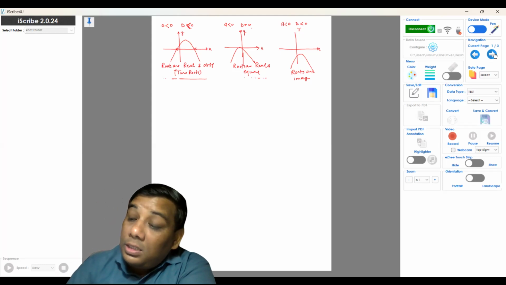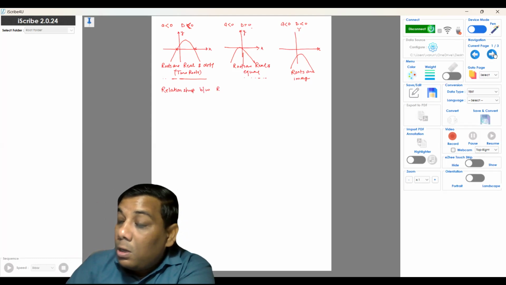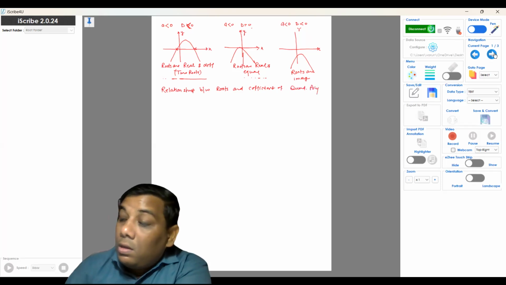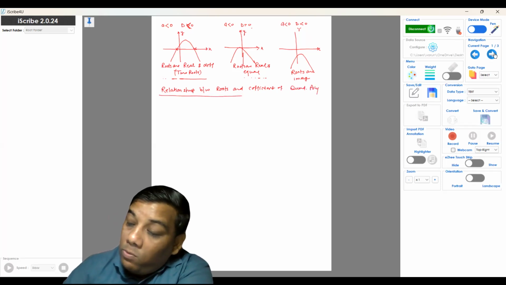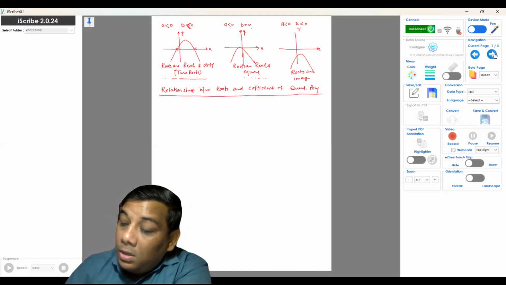Now our next topic is the relationship between roots and coefficients of a quadratic polynomial. What will be the relationship between roots and coefficients?